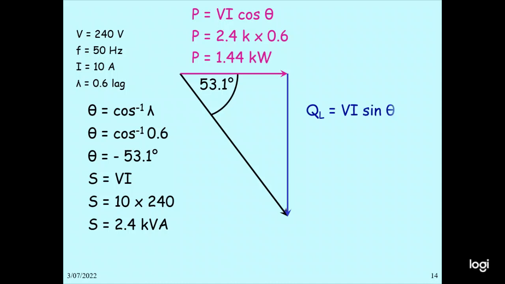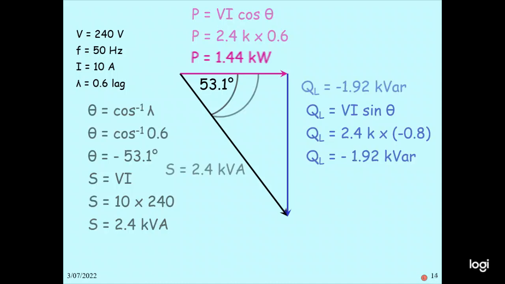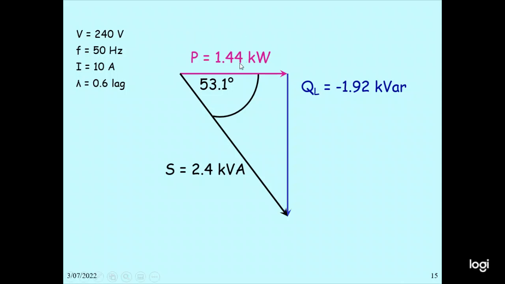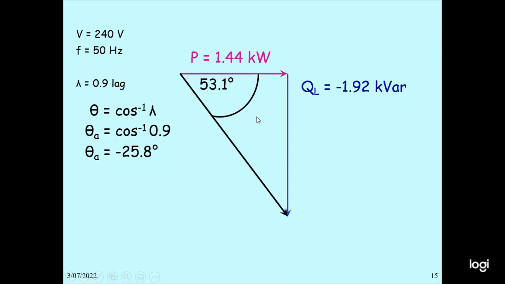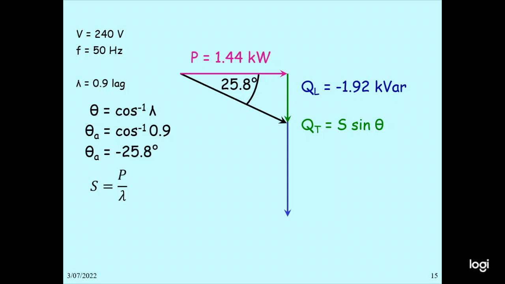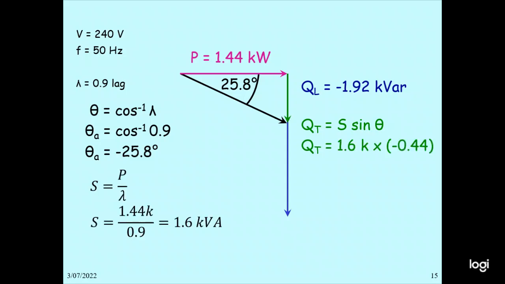Q equals VI sin theta, 2.4 minus 1.8, which is 1.92 kVA. So this is how we draw the real power, reactive power, and apparent power. Theta equals cos inverse lambda, so cos inverse 0.9 gives 25.8 degrees. Then Q equals S sin theta, where S equals P by lambda, 1.4 divided by 0.9, so 1.6 kVA. Then Q equals 1.6 into 0.44, so minus 0.7 kVA.